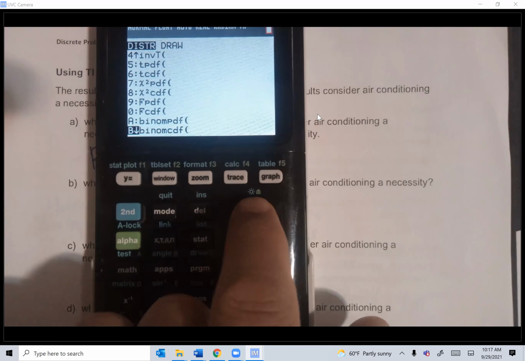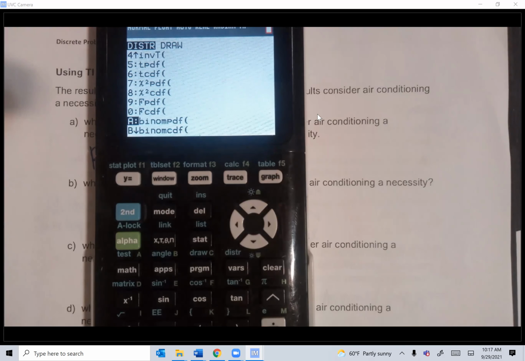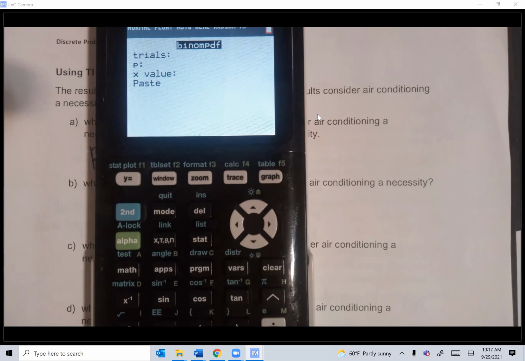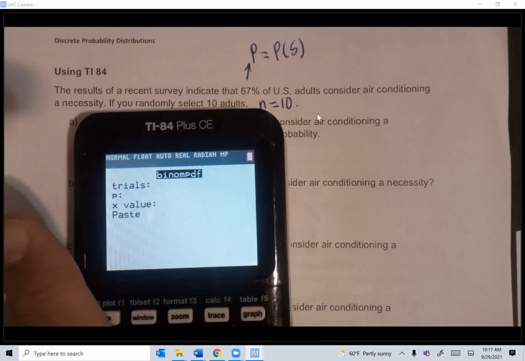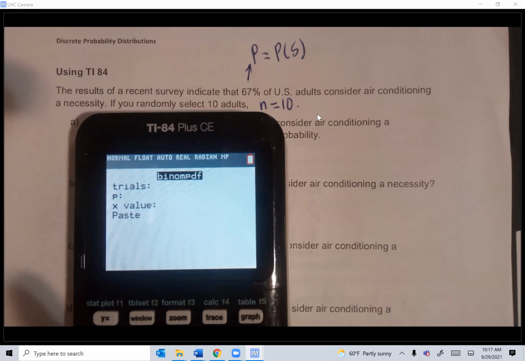Binomial PDF, this one. And press enter. Okay. It's asking me, so that's the function, binomial PDF. It's asking me for the number of trials. Can a student tell me how many trials do we have in this question? What's the number of trials, guys? Yes? 10. 10? Thank you. What's the probability of success?